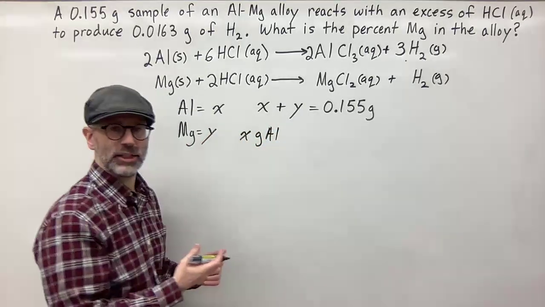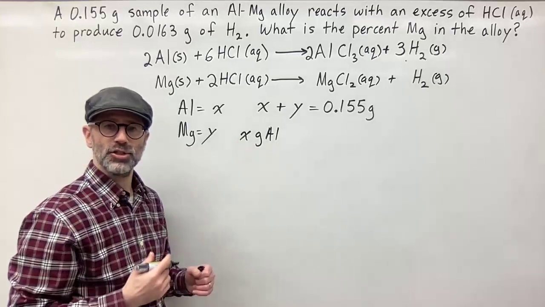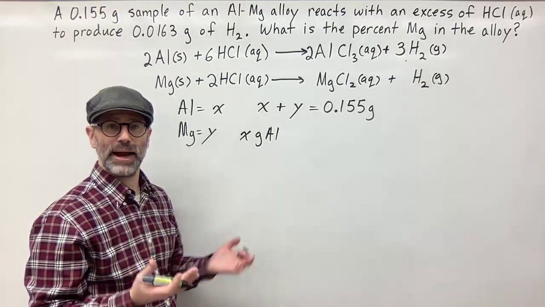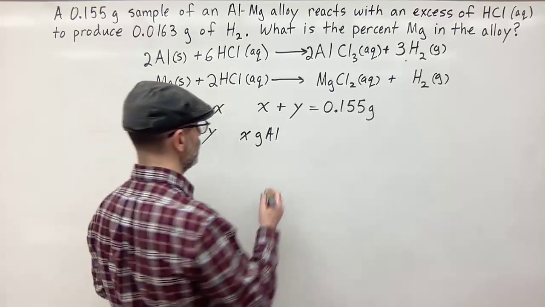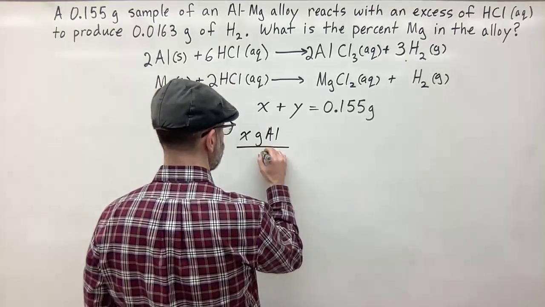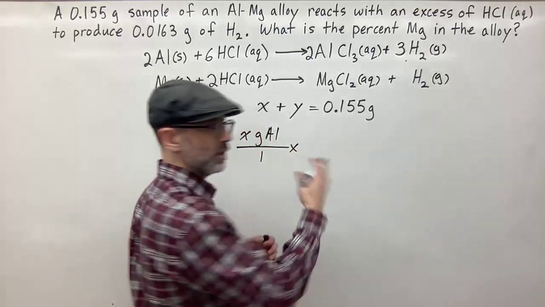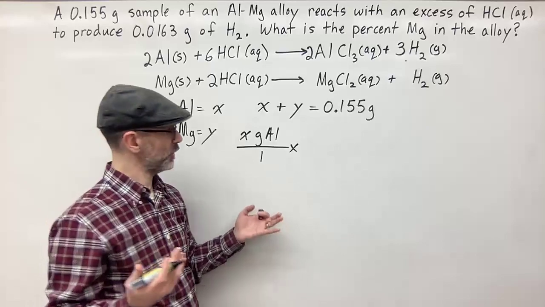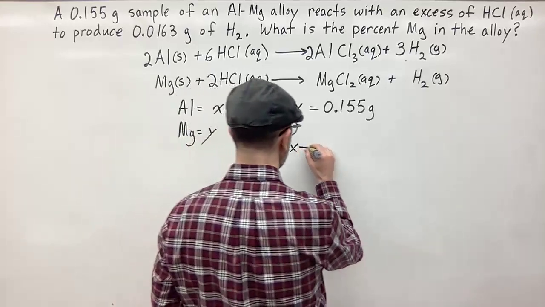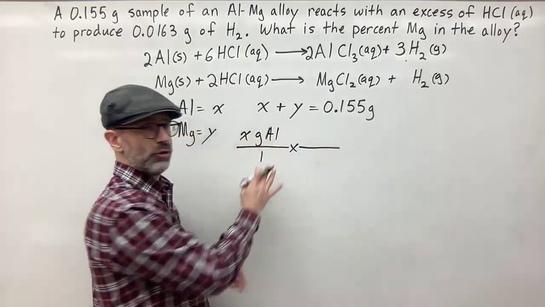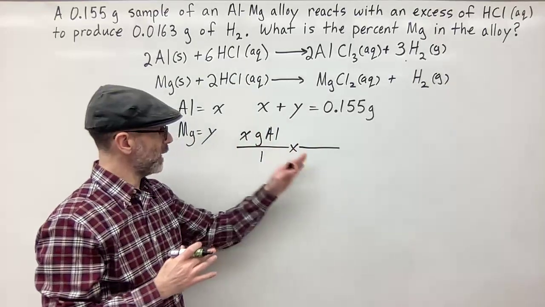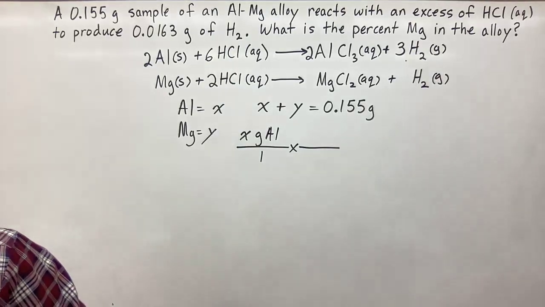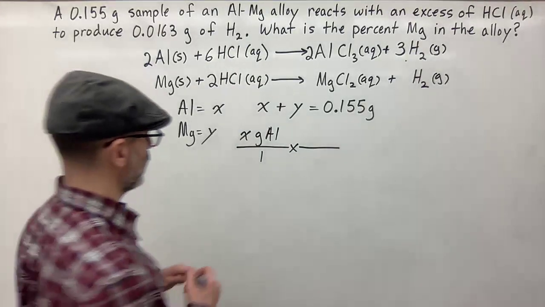I'm going to convert X grams of aluminum into a certain amount of hydrogen gas in terms of X. I want to find grams of hydrogen gas in terms of X. So I'm just going to do my stoichiometry like I normally do. First I have to convert grams to moles, so I'm going to use the molar mass of aluminum, and when I look that up, I get 26.98.